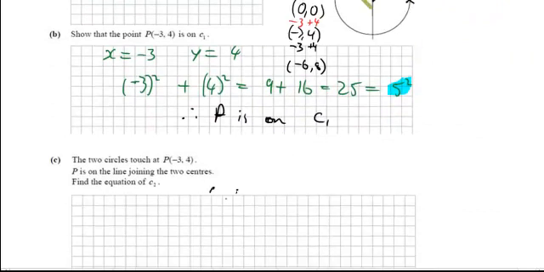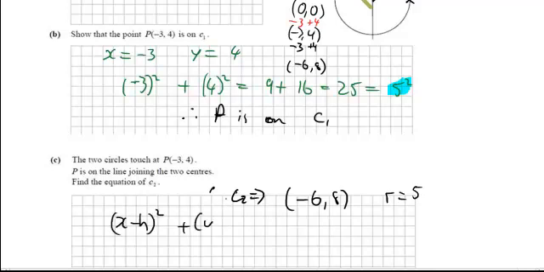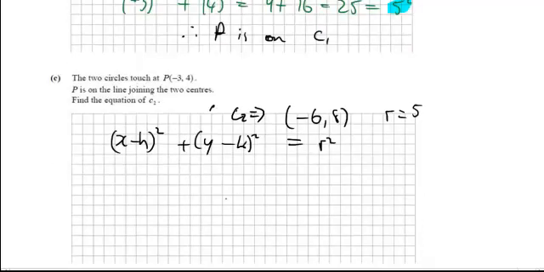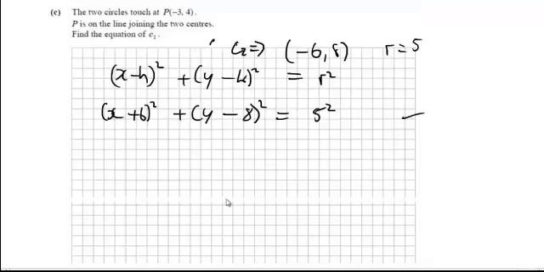We know that the centre for C2 is (minus 6, 8), and we know the radius is equal to 5. So (x minus h) squared plus (y minus k) squared is equal to r squared, and all we have to do is just substitute in here. X minus h is the x coordinate, so it'll be (x plus 6) squared plus (y minus 8) squared is equal to 5 squared. And we can leave it like that. That's the equation. You can square it out if you want, but that's the equation done. I'm going to leave it like that and move on.